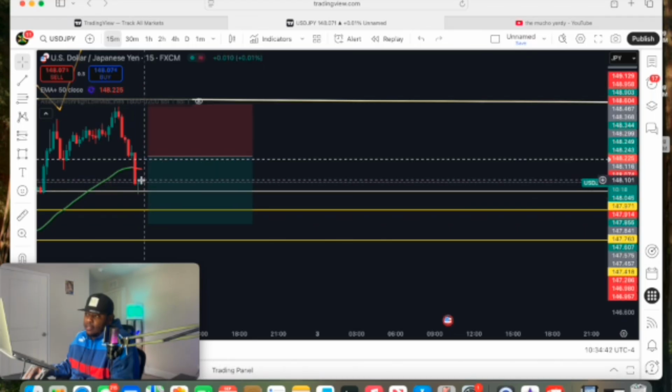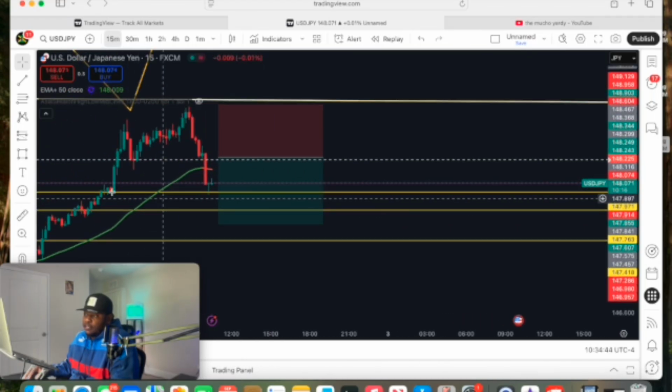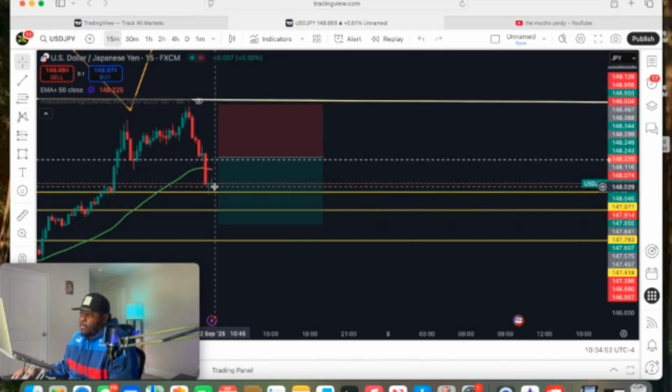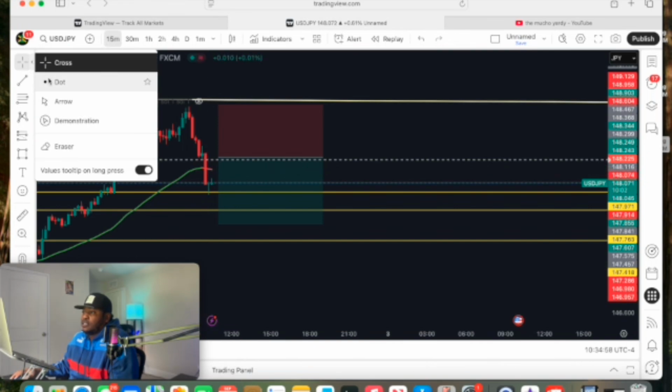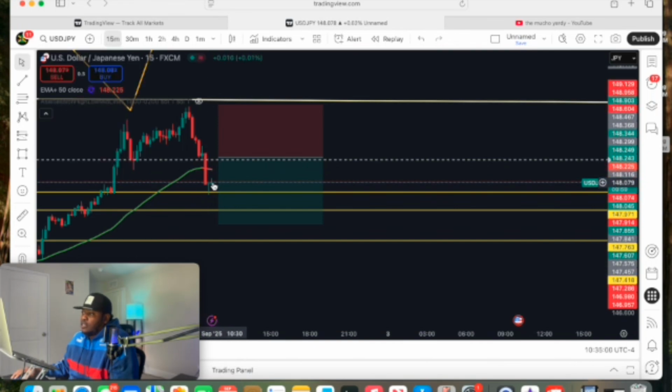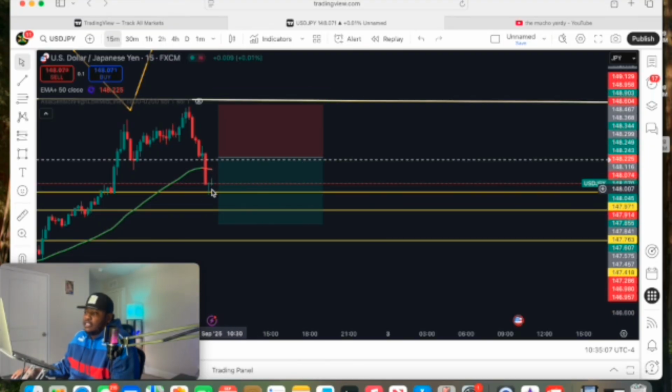Just a week. Remember what I was saying about liquidity grab? Just a week. Now we're on the 15 minute. So two things can happen right here. Well, let me change this to an arrow. It goes back up to the moving average, then rejects down, or it continues down.